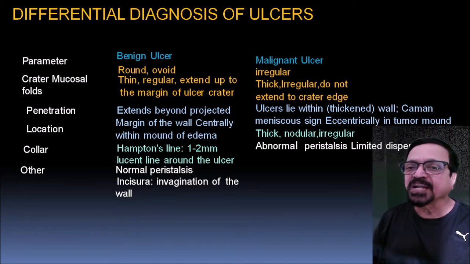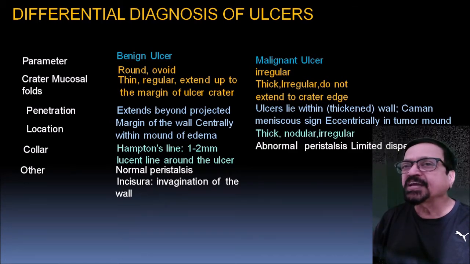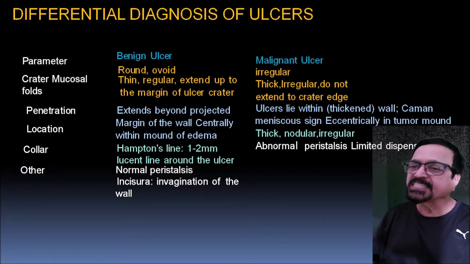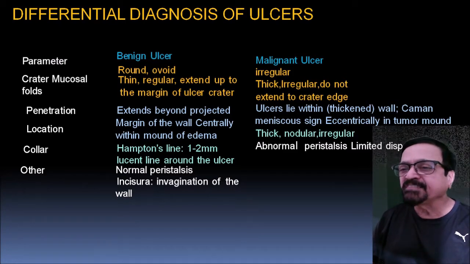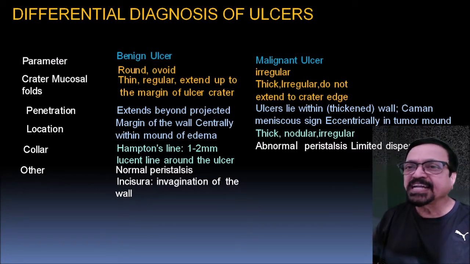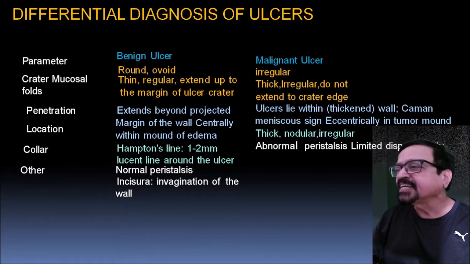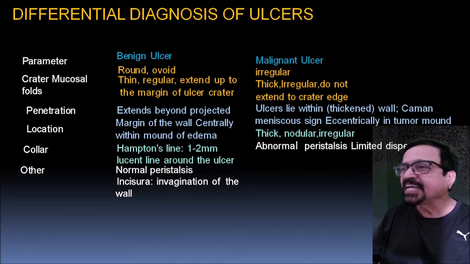Now third is the collar. The Hampton's line, that is a 1 to 2 mm lucent line around the ulcer, is called a Hampton's line, and that is present in benign lesions, while a thick nodular irregular collar will be there in a malignant lesion. Now what are the other differentiating points? There is normal peristalsis in benign, incisura, invagination of the wall, that is in benign, and abnormal peristalsis with limited distensibility in the malignant ulcers.